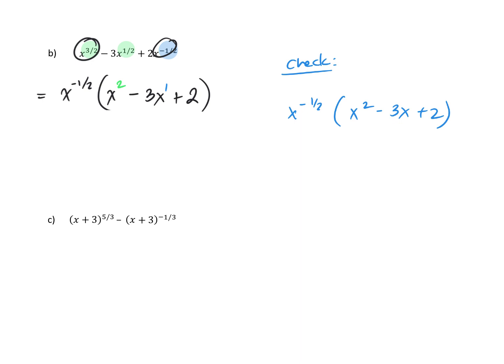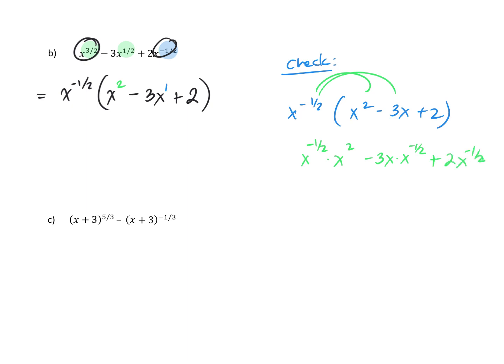Okay, let's go ahead and distribute this in. That times that is going to be x to the negative half times x squared. And then we're going to do this: minus 3x times x to the negative half, plus 2 times x to the negative half.